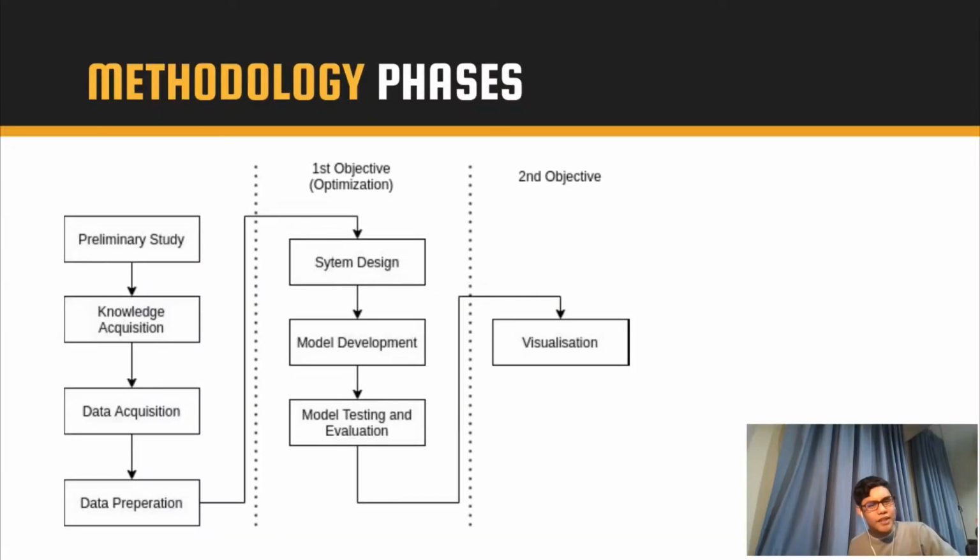Okay, so here we have the research methodology phase. We start off with the preliminary study, followed by the knowledge acquisition, data acquisition, and also the data preparation. The phases that cover the first objective of the optimization are the system design, model development, and also the model testing and evaluation. And the last phase, which covers the second objective, is the visualization.